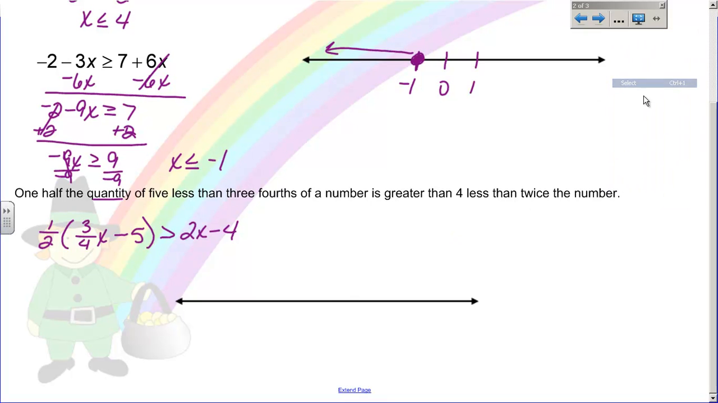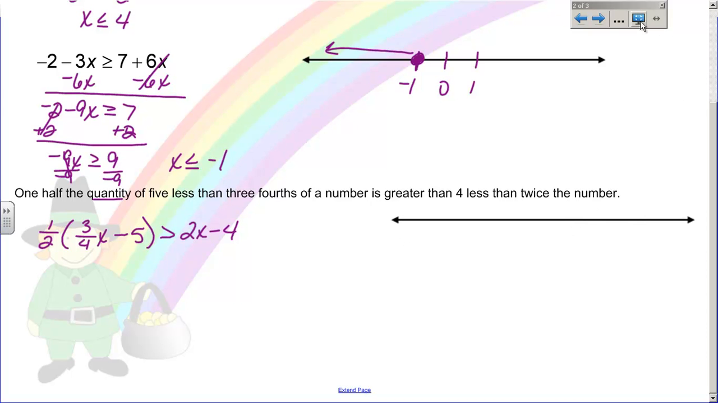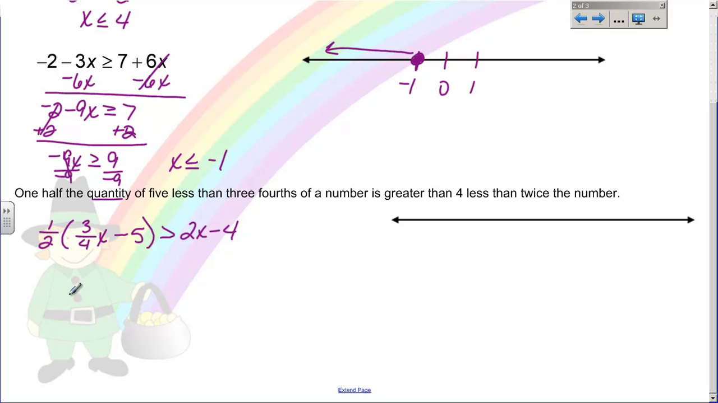I'm going to move my number line out of the way really quick because I can tell I need more room than that to solve. I love my little smart notebook. Just move stuff around to make this easy. So now I'm going to solve this inequality. Step 1, distribute. 1/2 times 3/4 gives me 3/8 x because 1 times 3 is 3 and 2 times 4 is 8. Now 1/2 of negative 5 is negative 2.5. It's greater than 2x minus 4.